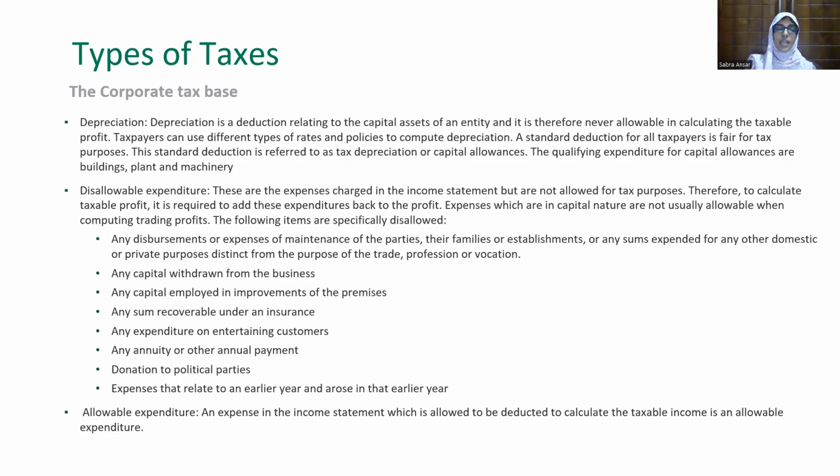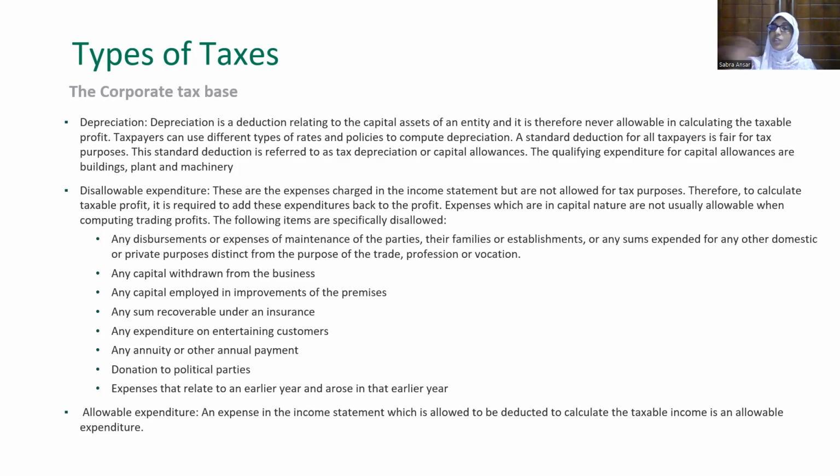One thing that you need to understand here is that when it comes to expenditure, there are things that are allowed to reduce the tax amount, the taxable income.